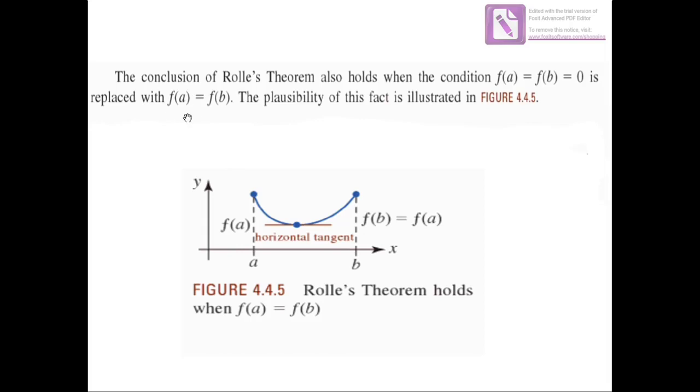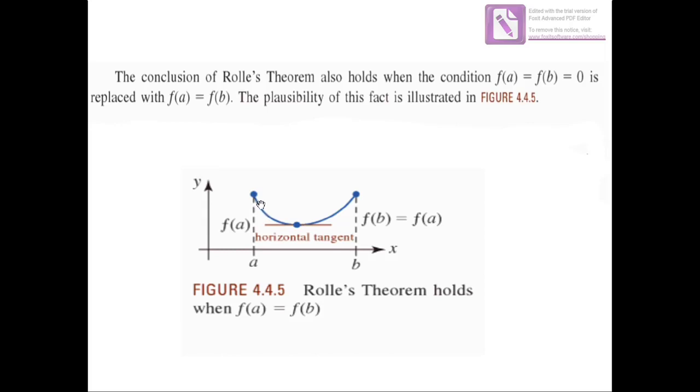Here it says that if f(a) is equal to f(b), and not possibly equal to 0, maybe it will be equal to 1 or 2 or 3 or any other number, then also the conclusion will hold. That means also there will be c such that f'(c) is equal to 0. So here we have this graph where this function f is continuous on the closed interval a to b, differentiable on the interval a to b.